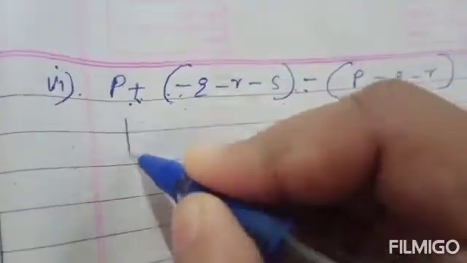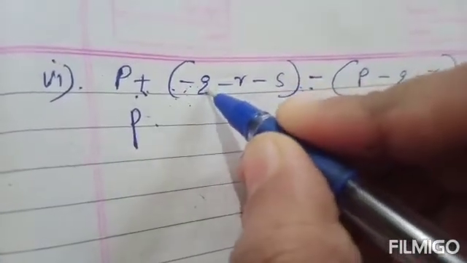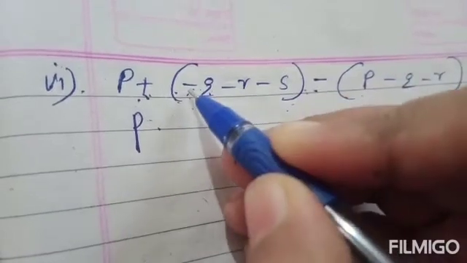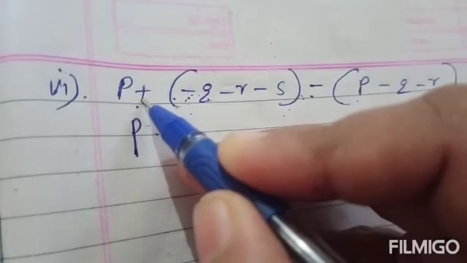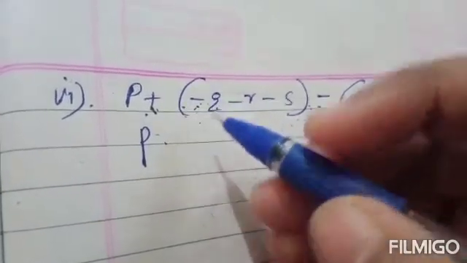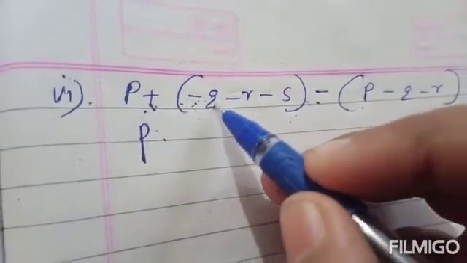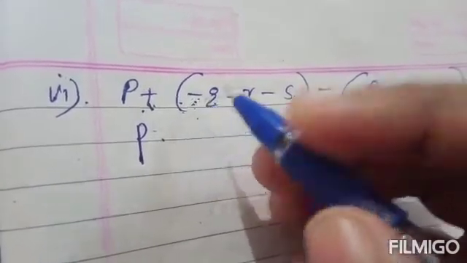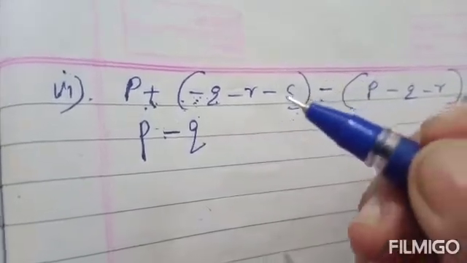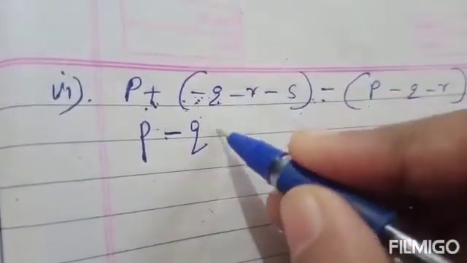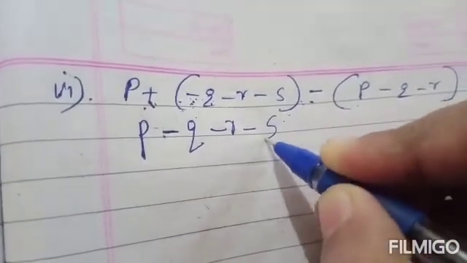So what you will get, p, what is the sign of q here? It is minus. Okay, don't write a plus. Here plus is coming, but here inside the bracket the sign of q is minus. So you need to write a minus q. Okay, now minus r minus s.